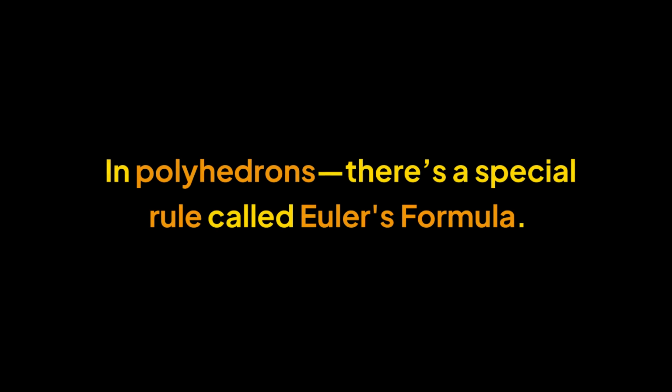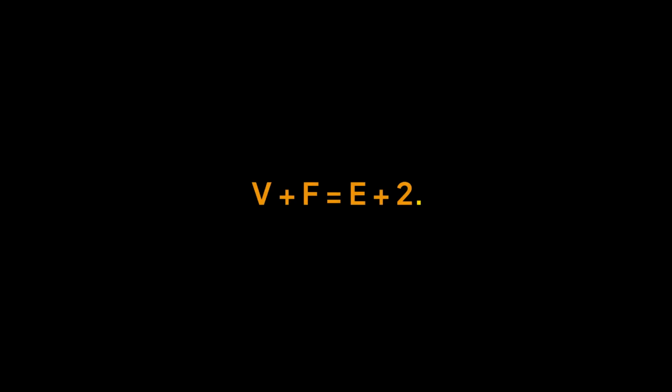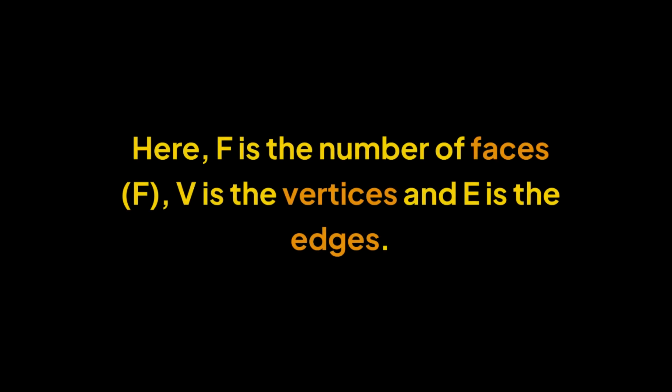In polyhedrons, there's a special rule called Euler's formula. V plus F equals E plus 2. Here, F is the number of faces, V is the vertices, and E is the edges.